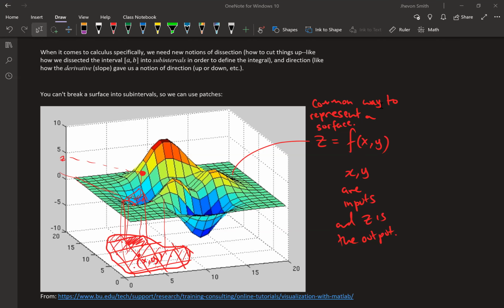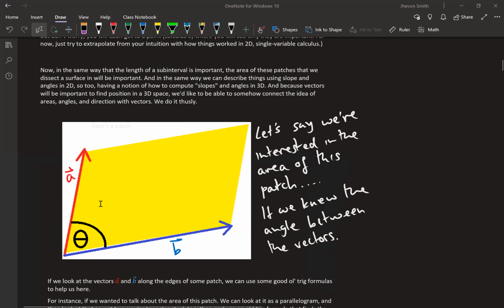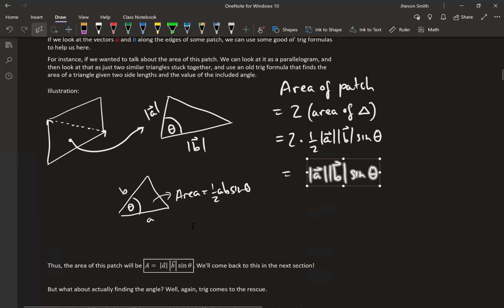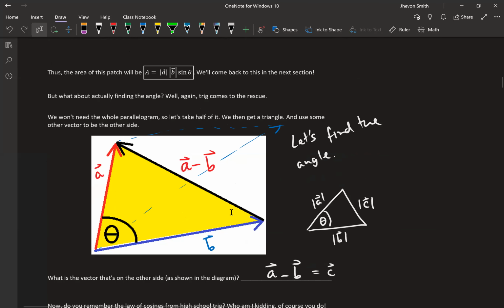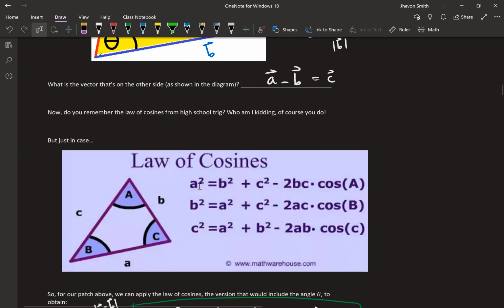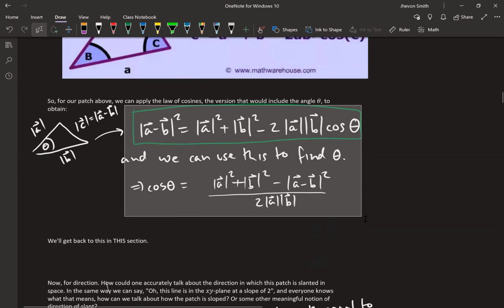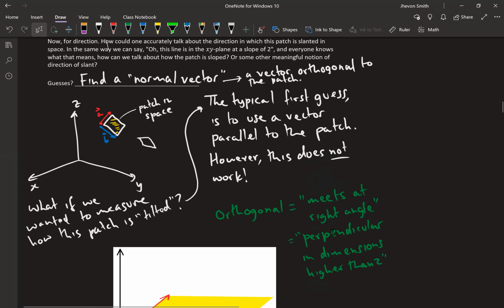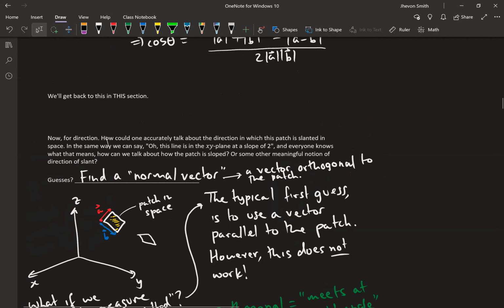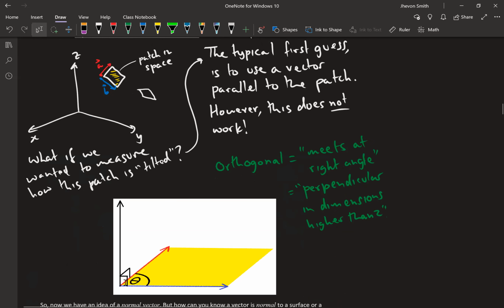So it became very important for us to be able to figure out the area of a patch, which if we run vectors along the edge and the angle between them is theta, we can figure out the area by this expression here. We also figured out a way to actually get to what theta is. We can use the law of cosines to develop this. We also noticed that to actually talk about the direction in which a patch is slanted, a vector that's orthogonal to the 2 vectors is going to be the one that we care about.